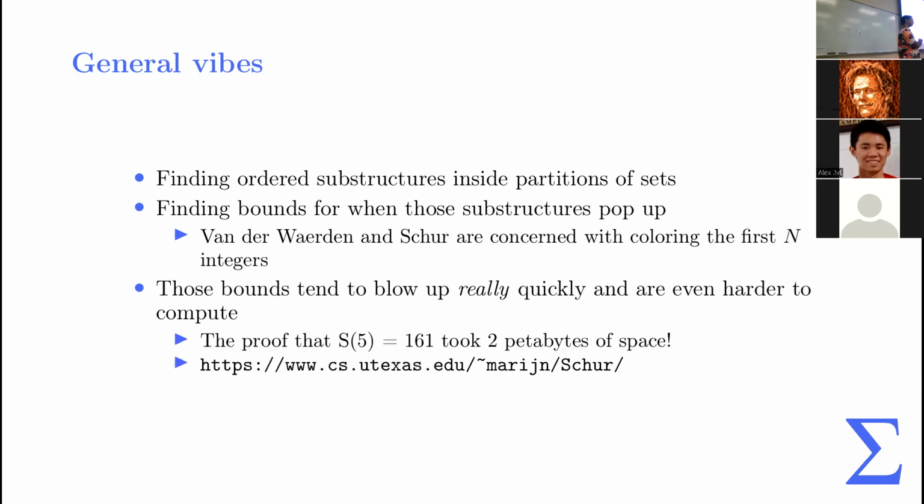So this is the 5th Schur number. Schur 5 equals 161, but to prove that they took 2 entire petabytes of space. This is the largest computer proof that we've had, so in all of mathematics, this is the largest amount of data used to compute something. Isn't that the size of the entire memory? Petabytes is really close, it might be, if not bigger. And this is literally just for Schur 5.